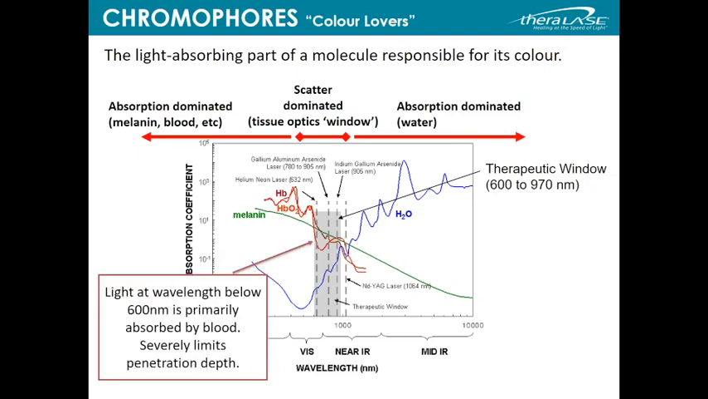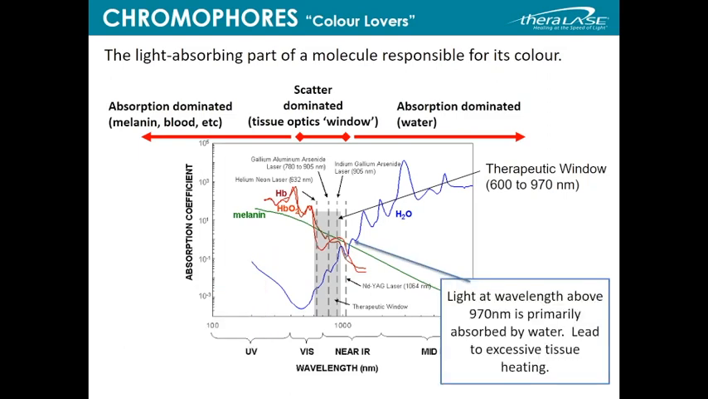If we take a look at the red curved line in the graph here, that represents oxygenated and deoxygenated hemoglobin. We know that light at a wavelength below 600 nanometers is going to be primarily absorbed by blood, by hemoglobin, and this is going to severely limit how deep that light can penetrate into the tissues. If we look at the blue line, that represents water, and light at a wavelength above 970 nanometers will primarily be absorbed by water, which will lead to excessive tissue heating.